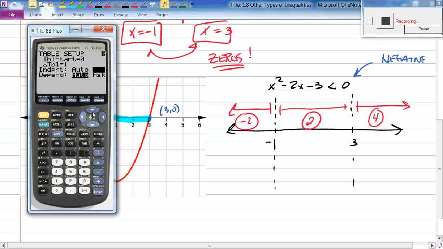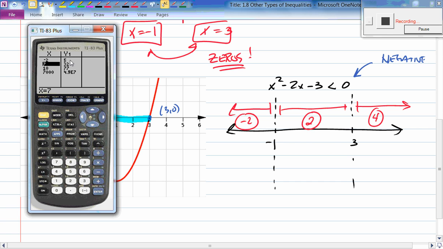So hit second graph. And you may or may not have some numbers in here. I happen to have some numbers in here. What we're going to do is ask the calculator for specific values, and the specific values we're going to ask it for are the ones that are in our test region. So I'm going to ask my calculator for -2. Notice I choose the negative sign, not the minus sign. So -2, and I push enter.